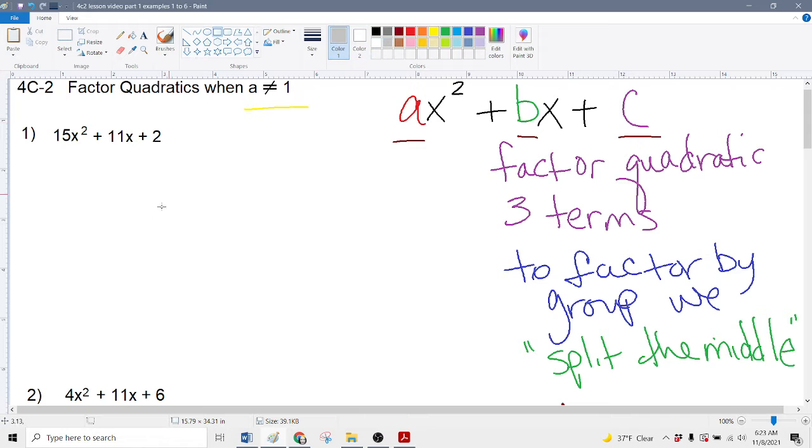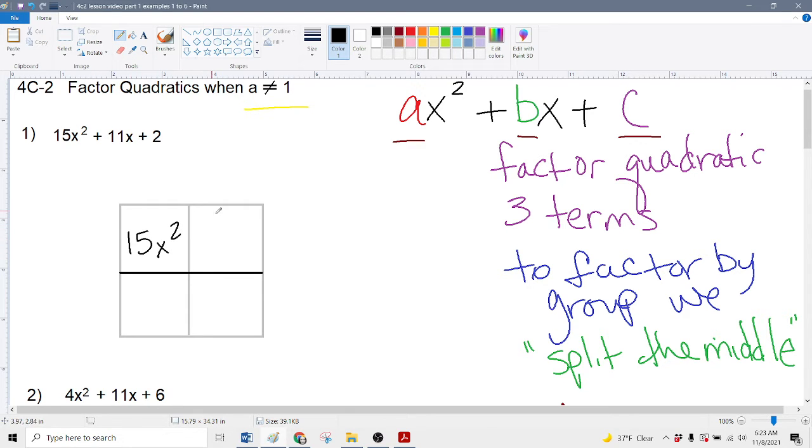And when we do these problems, we'll do them just like we did for 4C Part 1. We'll go ahead and just put those terms right in the box. And the terms that we want to put in the box, we'll put the first term in the first box, this 15x squared, and the last term in the last box. This first term, this is our A, here's our C, so we'll multiply, and A times C equals 30. We're going to remind ourselves that B equals 11.